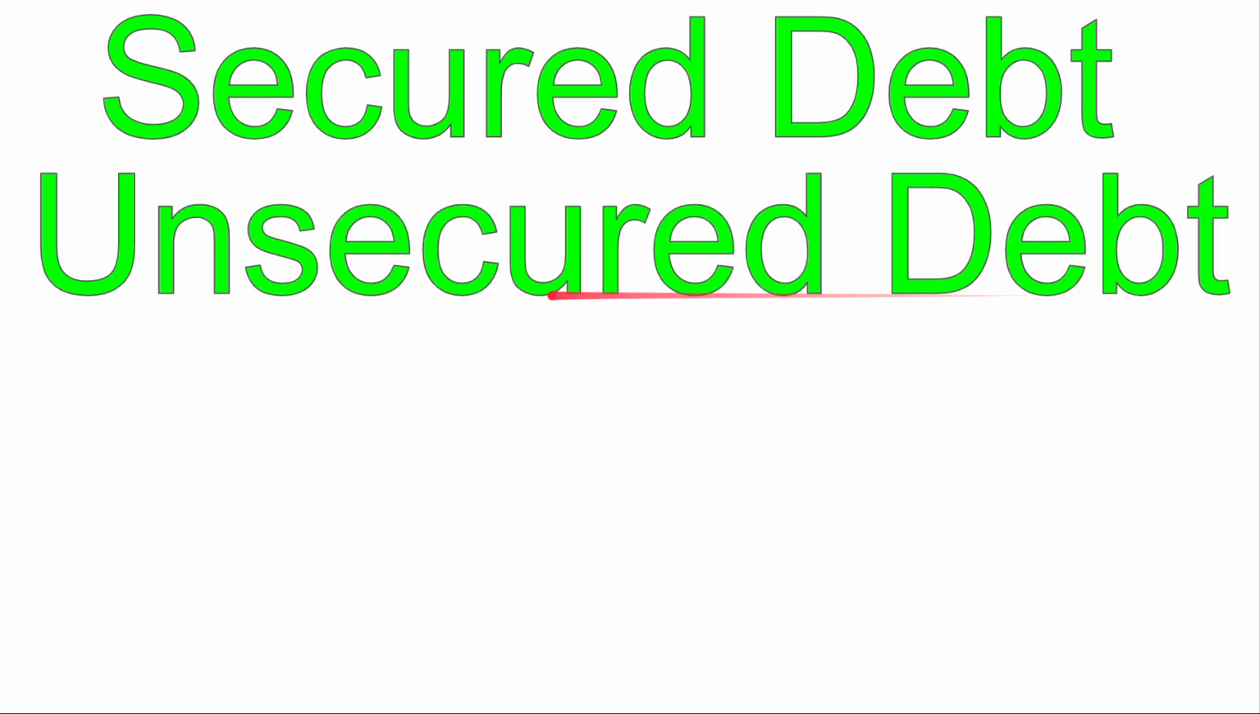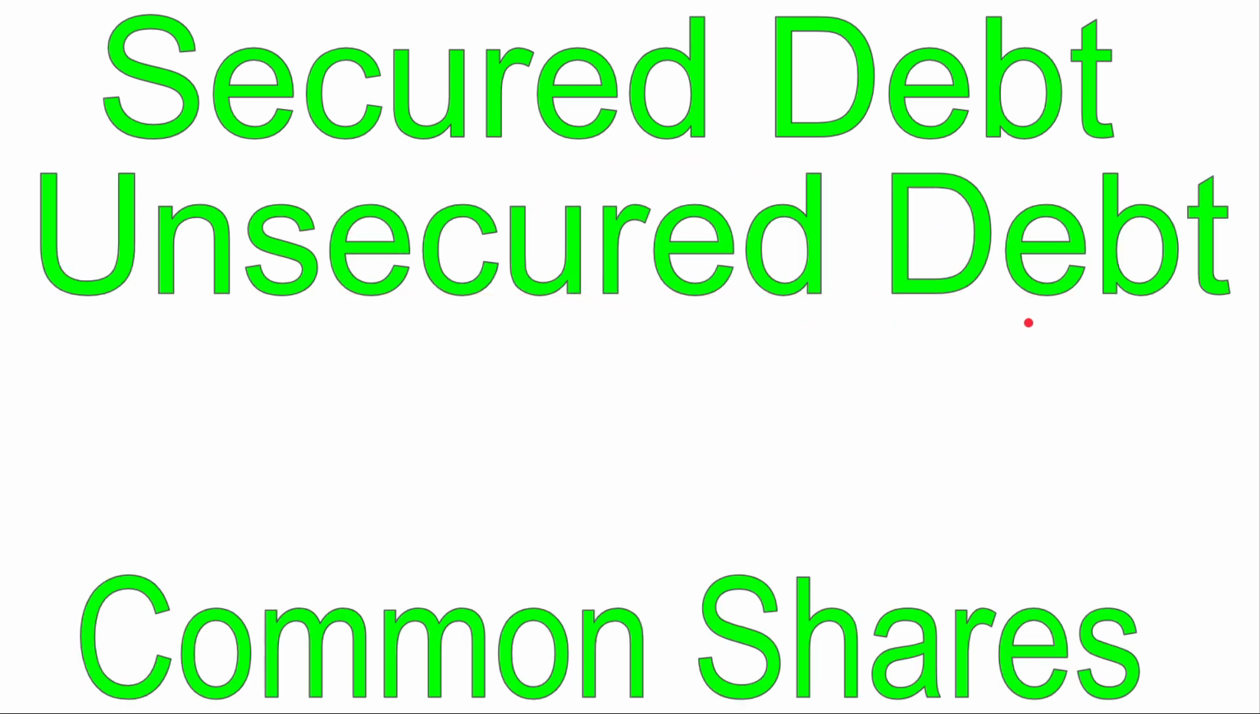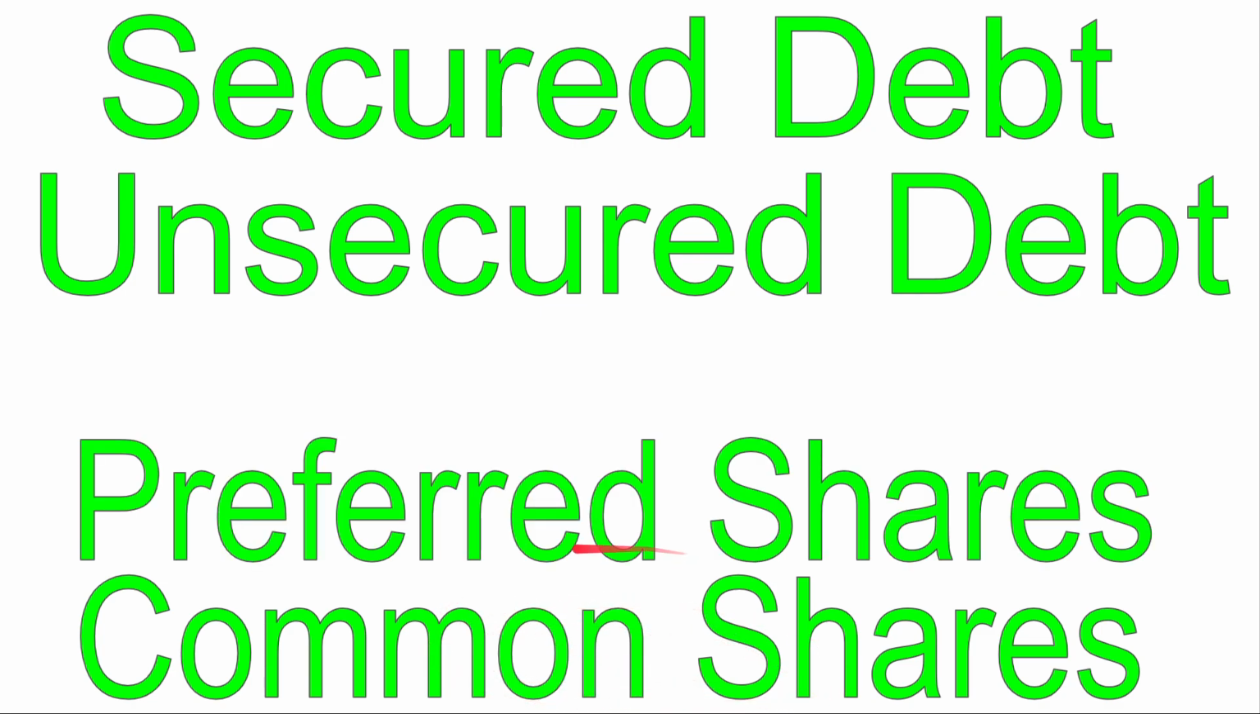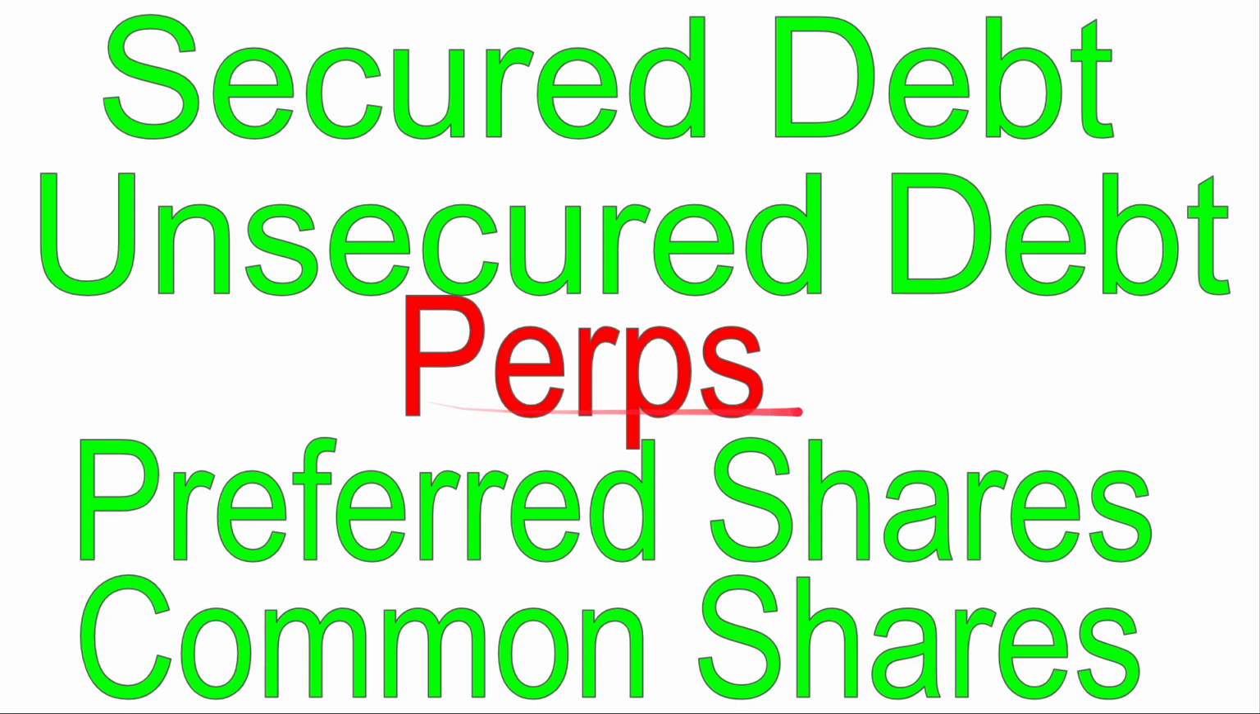So what are perps? It's best to look at it from a capital structure point of view and understand where it lies. So on top of the capital structure will be secured debt, and after that will be unsecured debt, and at the very bottom will be common shares, and just above it will be preferred shares. So perps, along with other kind of mezzanine structures like CoCos and stuff, and maybe also convertible bonds, will lie in this mezzanine layer, and that's perps.